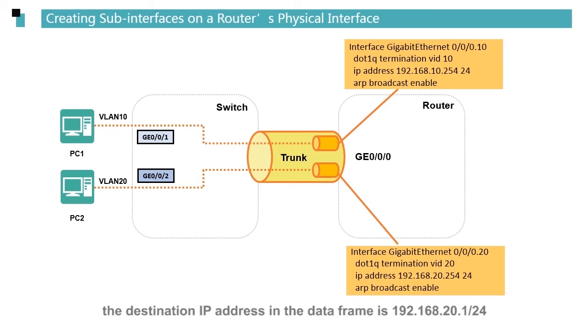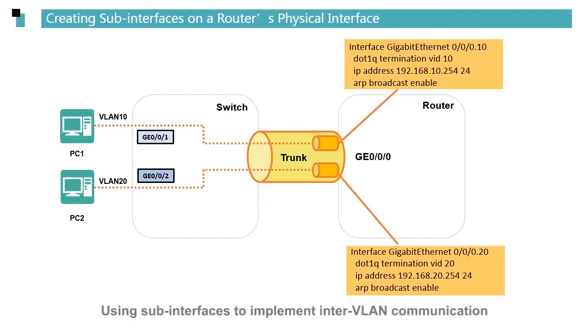GE0/0/0.10 finds that the destination IP address in the data frame is 192.168.20.1/24, and the network segment is where GE0/0/0.20 resides. Therefore, GE0/0/0.10 sends the data frame to GE0/0/0.20. GE0/0/0.20 adds a VLAN tag with the ID of 20 to the data frame and sends it out to the switch. After the switch receives the data frame, it removes the VLAN tag with the ID of 20 and sends it to PC2. This is how inter-VLAN communication is implemented through sub-interfaces.